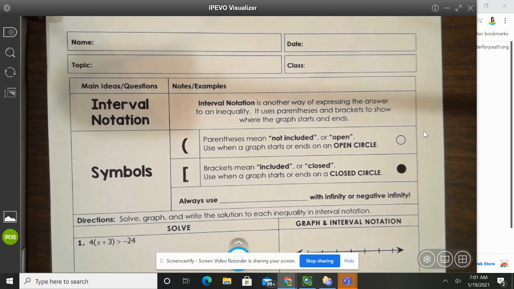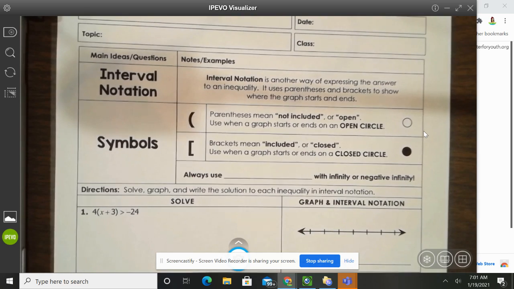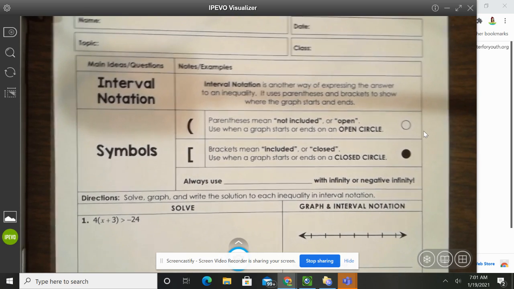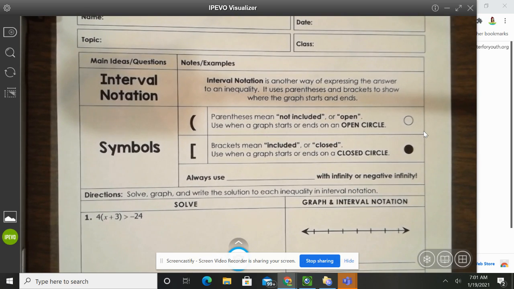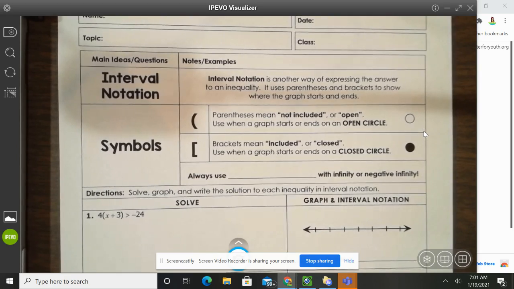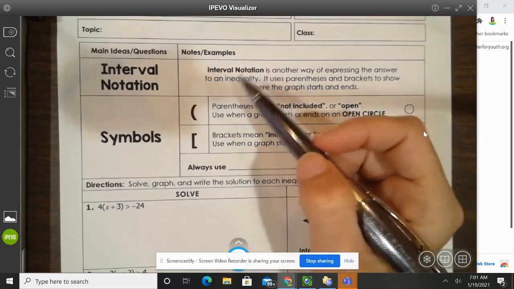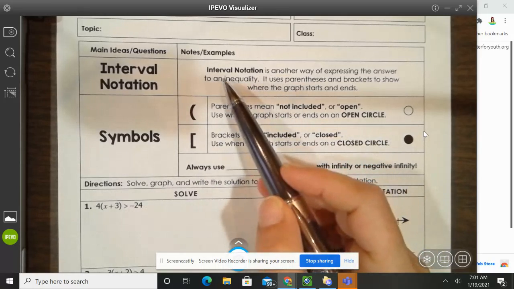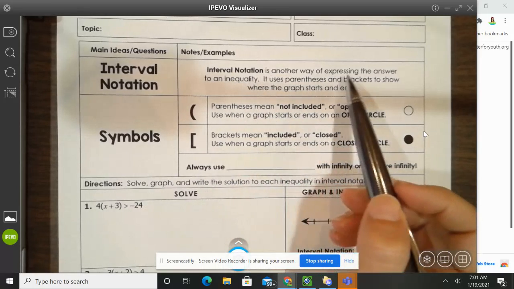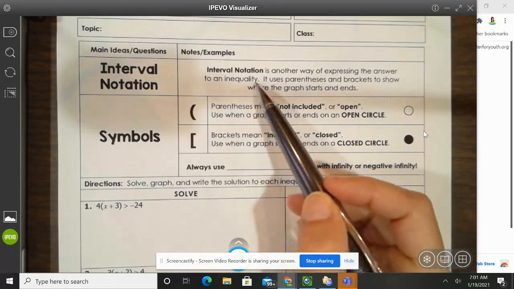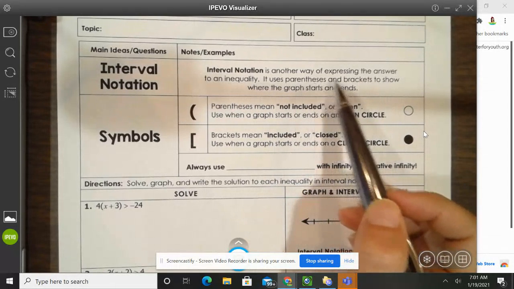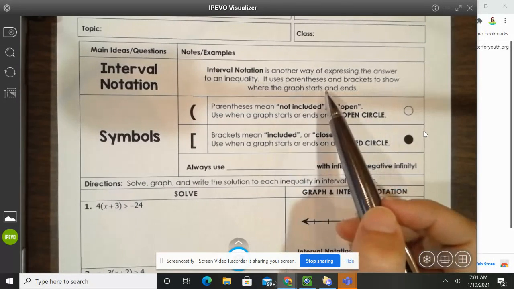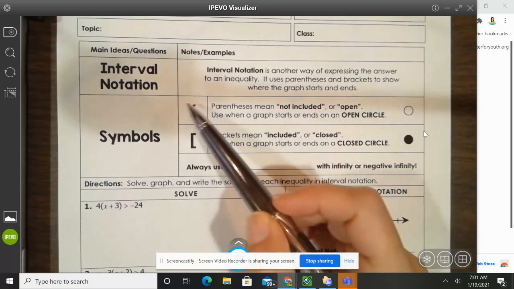All right, students, this week we're going to talk about inequalities and how to solve inequalities. If you know how to solve an equation, you will know how to solve an inequality. The only new thing would be the notation. Interval notation is another way of expressing the answer to an inequality. It uses parentheses and brackets to show where the graph starts and ends.